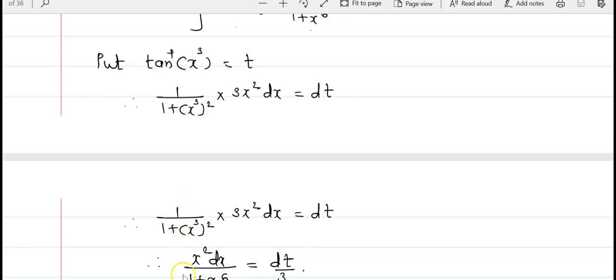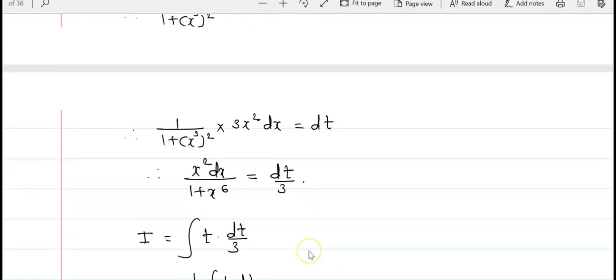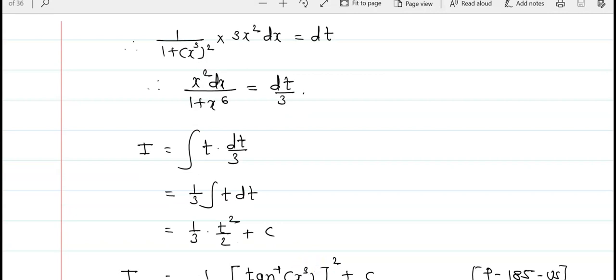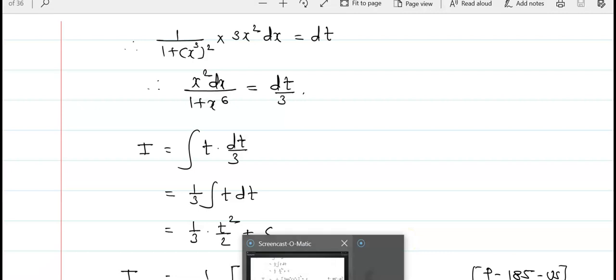Therefore, 1 upon 1 plus x raised to 6, times the derivative of x cube, which is 3x square, into dx is equal to dt. Therefore, x square into dx upon 1 plus x raised to 6 is equal to dt upon 3. And that's why I is equal to the integral of t into dt upon 3. That is 1 by 3 integral of t dt, that is 1 by 3 t square upon 2 plus c. Substitute the value of t, that is, (tan inverse of x cube) whole square plus c. It's on page number 185, unsolved question. Now next we'll see the next question.